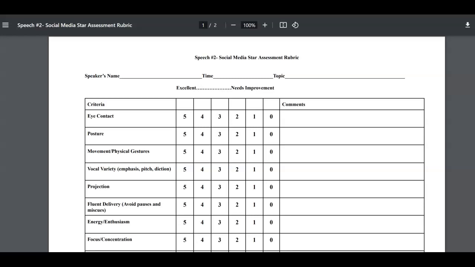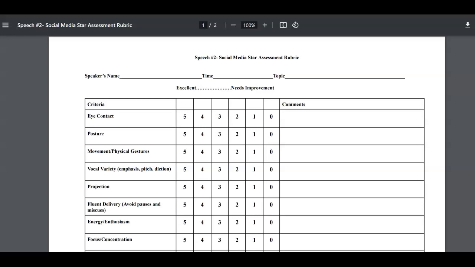Your projection is your volume. How you would sound in a room, which is the simulation of what we're doing in this class. Yes, you're sitting and talking to a camera, but if you have a naturally soft voice, then you would be difficult to hear in a larger room that may be full of people. So you want to work on your projection. If you're too loud, you want to work on that volume level so that you can get it just right for a good volume for your speeches.